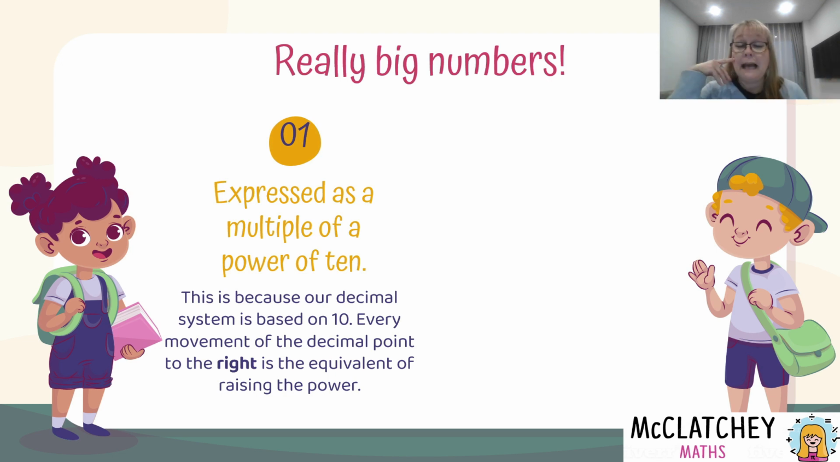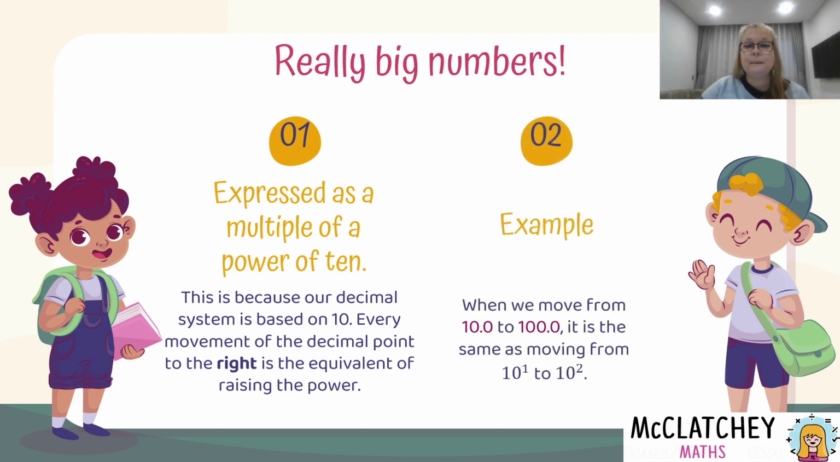Now, we saw that in our last video when we looked at negative indices. That might be worth going back and having a look at if you haven't looked at it yet. And we built up this pattern that every time we move that decimal point to the right, it was like multiplying the number by 10. And then we move it to the right again and we multiply by 10 again. We're raising it by a single power. So here's a little example. When we go from 10 to 100, it's the same as going from 10 to the power of 1 to 10 times 10, which makes 100, 10 to the power of 2.